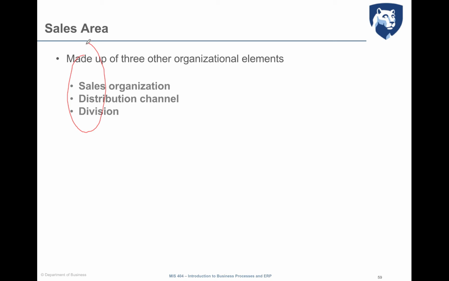So in practice, the sales area defines which distribution channel a sales organization uses to sell specific products associated with a particular division. A sales area can be assigned to only one company code, and all the documents associated with the fulfillment process, like quotation, like packing list, belong to one sales area.